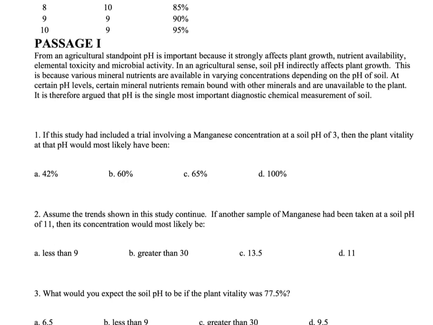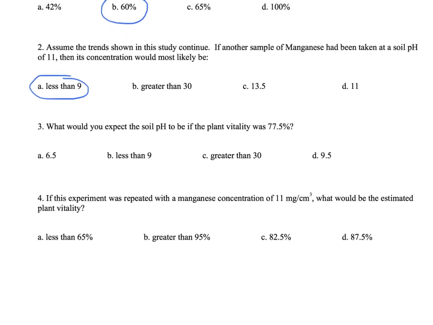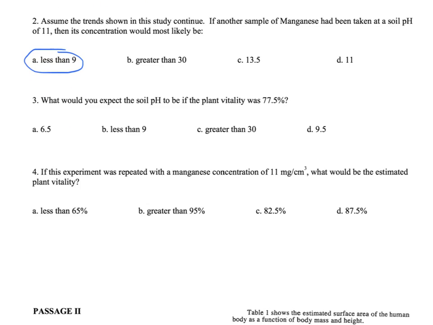For question number 1, the right answer would be B. For question number 2, the right answer is A. For question number 3, the right answer is A. And for question number 4, the right answer is C.